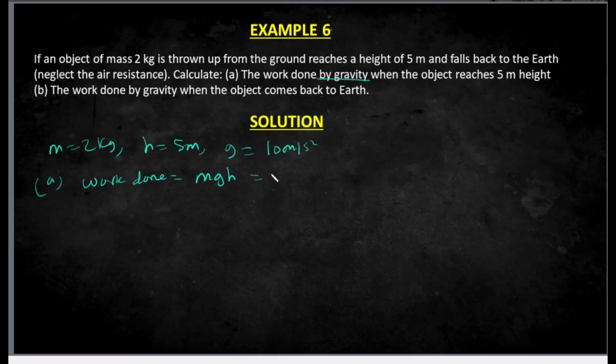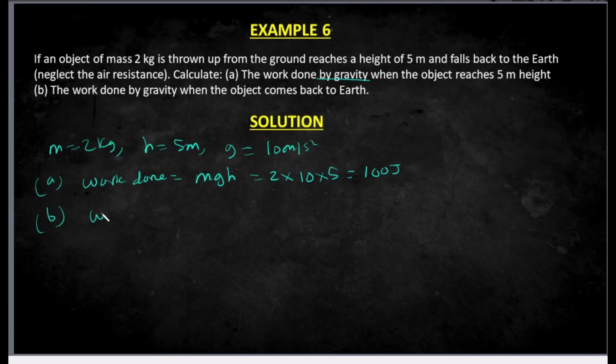The mass is 2, the g is 10 and the h is 5. So when we do that, we are going to have 100 joule. That is to reach this height. At that particular height, the work done will be this 100 joule. Then part B, the work done by gravity when the body comes back to the earth.